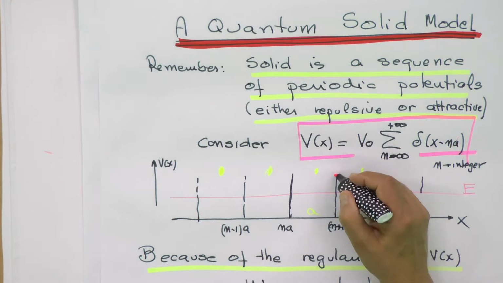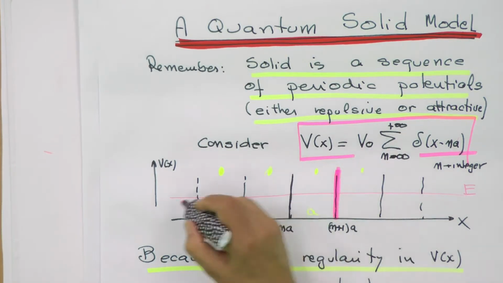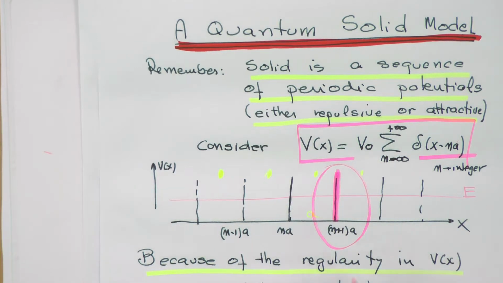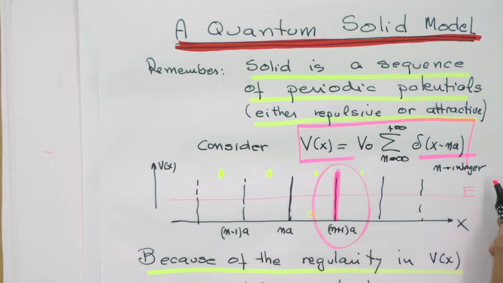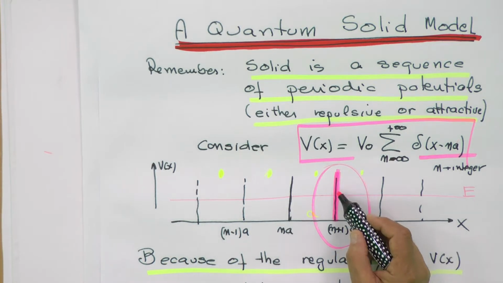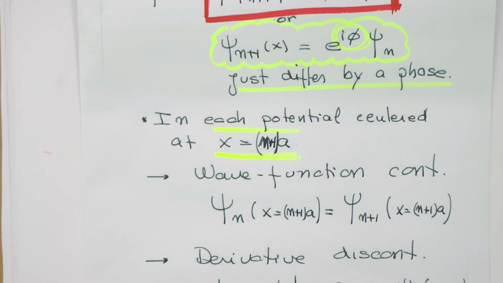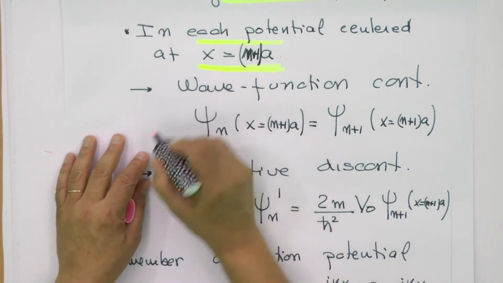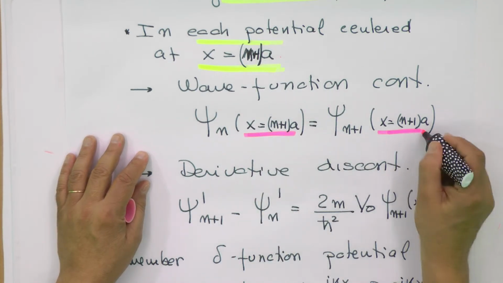I chose this one. Why? I mean, I have to choose one, right? Because everything is equivalent. So I choose this boundary condition, and I'm going to make here the matching of the wave function, whatever is the wave function of the particle, and the derivative of the wave function of the particle. So the wave function must be continuous in that position, x equal to n plus 1 a.